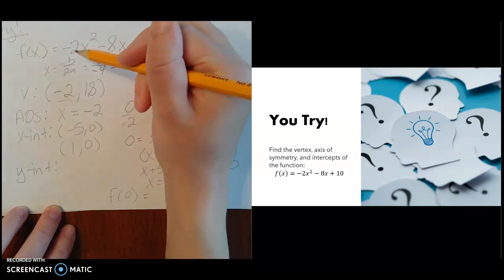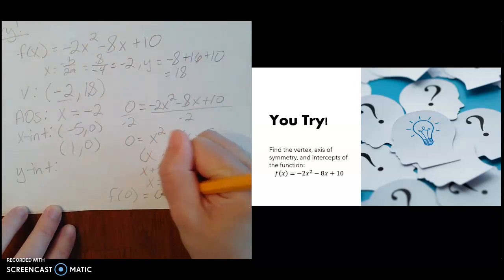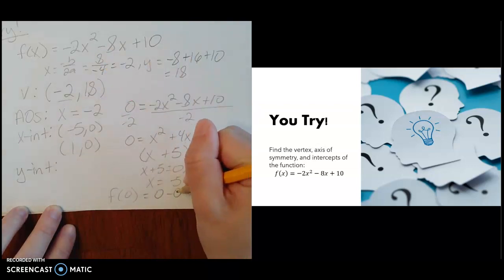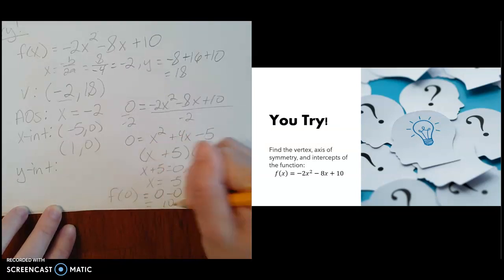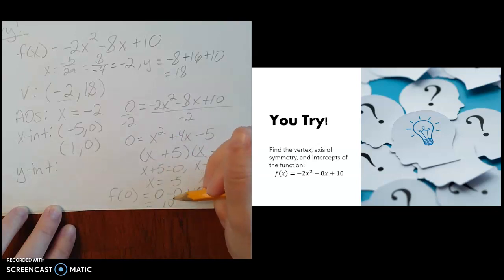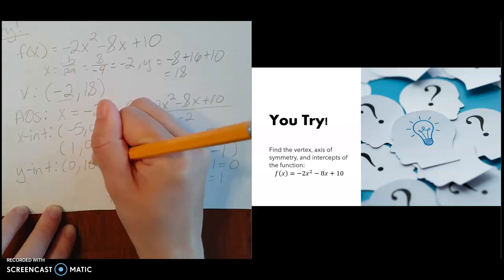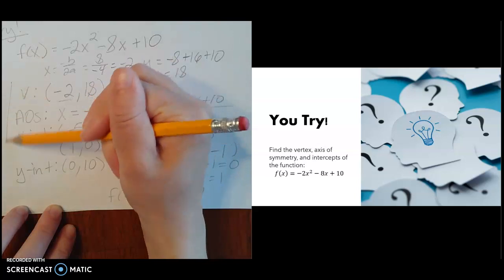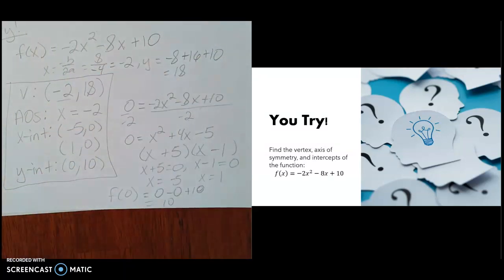Okay? So I'd have 0 squared, which is 0, times negative 2, which would still be 0. I'd have a minus 8 times 0, so a minus 0, and a plus 10. 0 minus 0, of course, is 0, and 0 plus 10 is 10. So my y-intercept happens when x is 0 and y is 10. So there are all of your intercepts. There's your axis of symmetry, and there's your vertex. Here's everything that you can find from that equation.